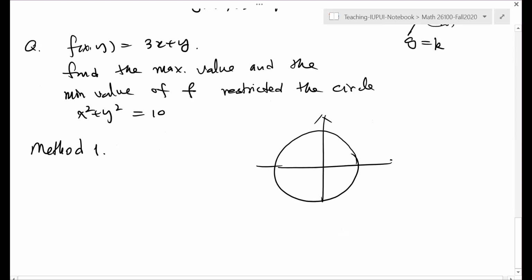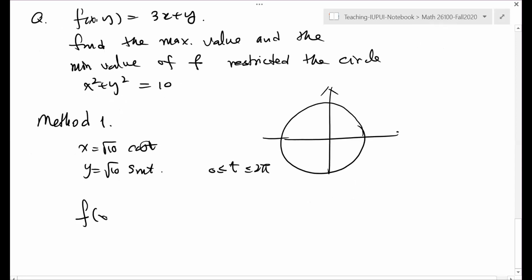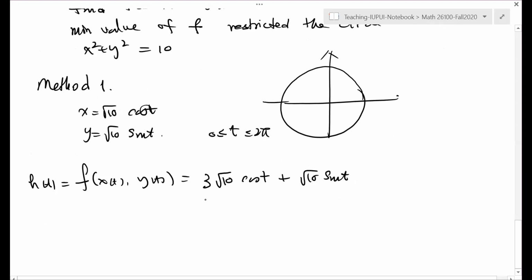The first method, how do you find it? Because the function is restricted to the circle, you parameterize the circle: x equals square root 10 cosine t, y equals square root 10 sine t, where t is between 0 and 2 pi. So now the function restricted to the circle gives you a function h of t. It'll be 3 square root 10 cosine t plus square root 10 sine t. All you have to do is find the maximum value of this function.